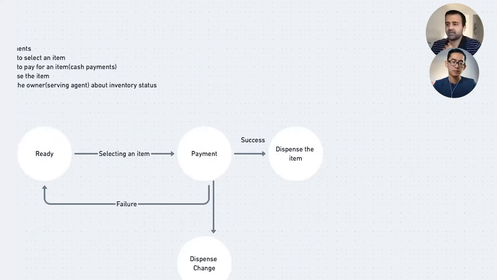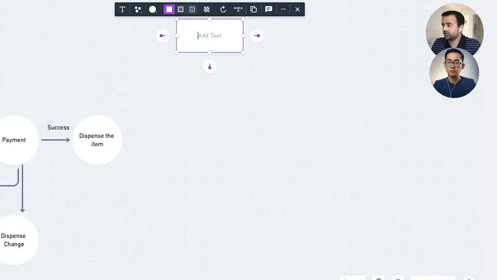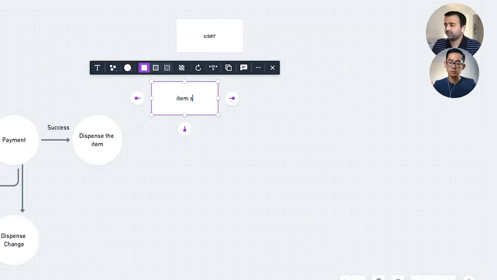In terms of the system diagram, let's think of this. So you have your user over here. The vending machine can consist of two or three key components. Let me split them out. One component takes care of item selection. This component has the mapping of an item to a number.